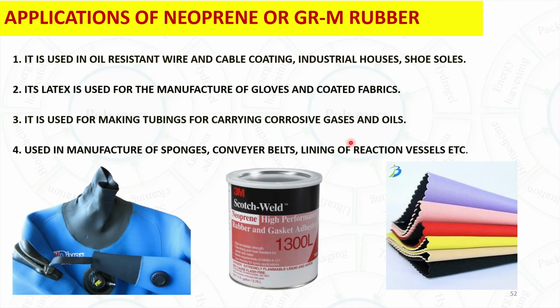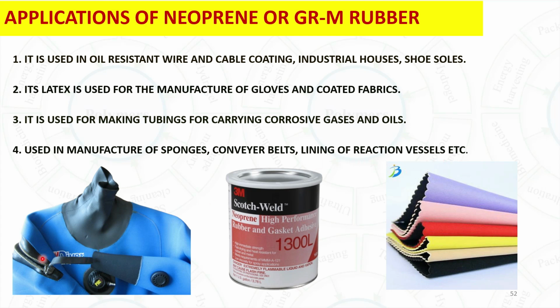Now there come the applications, right? It is used in oil resistant wire and cable coating, industrial hoses, shoe soles, etc. Its latex is used for the manufacture of gloves and coated fabrics. Okay, and it is used for making tubings for carrying corrosive gases and oils, used in the manufacturing of sponges, conveyor belts, lining of reaction vessels, etc.